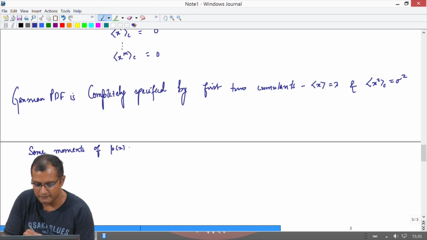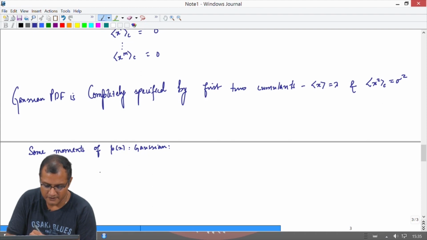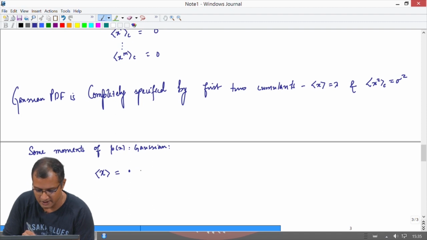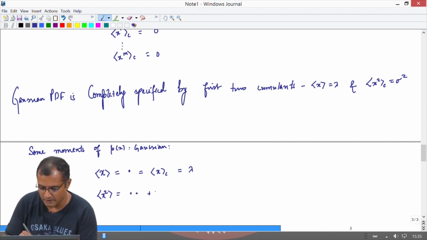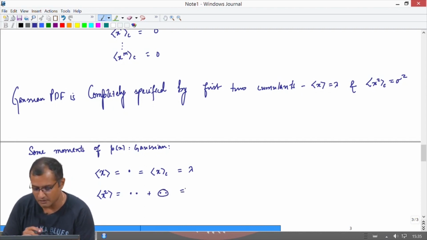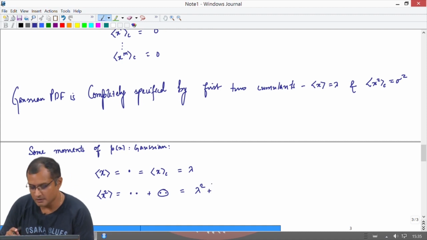Our Gaussian PDF. So, you can take the first moment, which we know already is a single dot. I will use the diagram method, which is nothing but our first cumulant, that is our lambda. The second moment is constructed by 2 points, but 2 points can be either disconnected or connected. Disconnected points are nothing but your moments. So, they are lambda square plus connected dots are your cumulant.